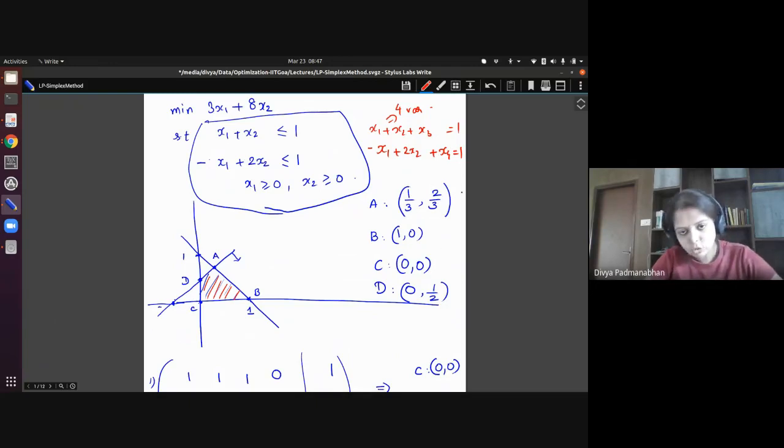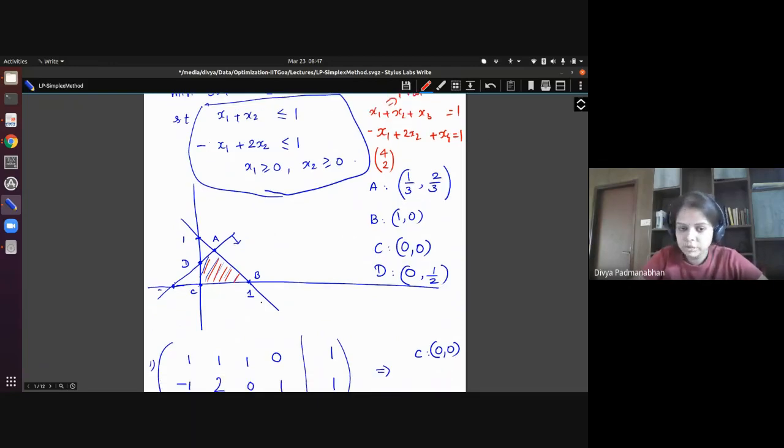And there are four columns in the system. If you wanted to choose a basic solution, what you would do is pick two of them, which had to be linearly independent. So there are four choose two possibilities, of which some will give you basic feasible solutions and some won't. Here it turns out there are four which are basic feasible, and I've just written these four vertices here.